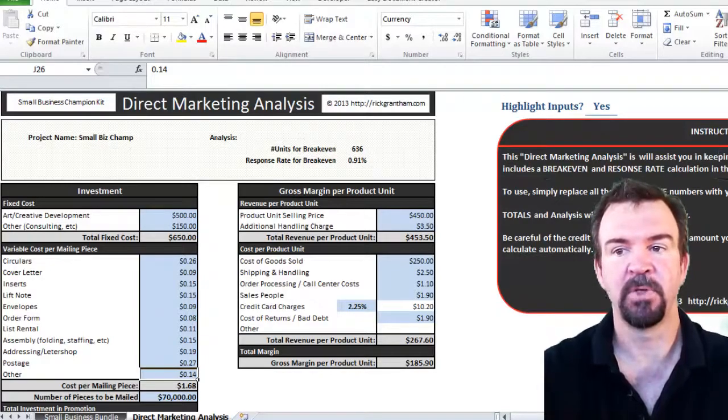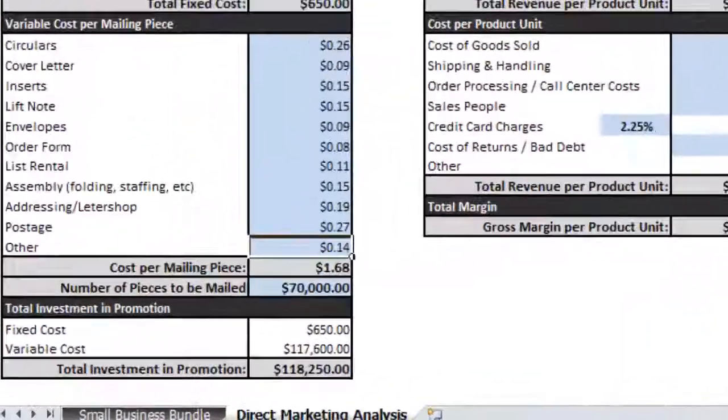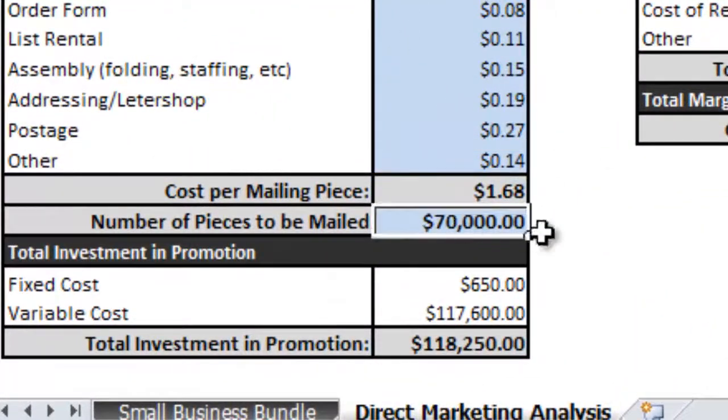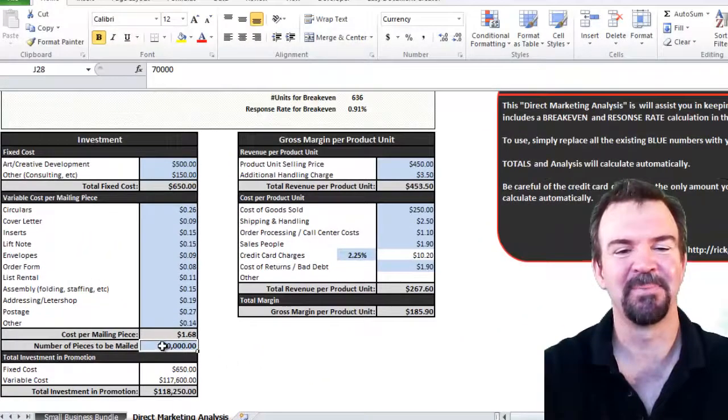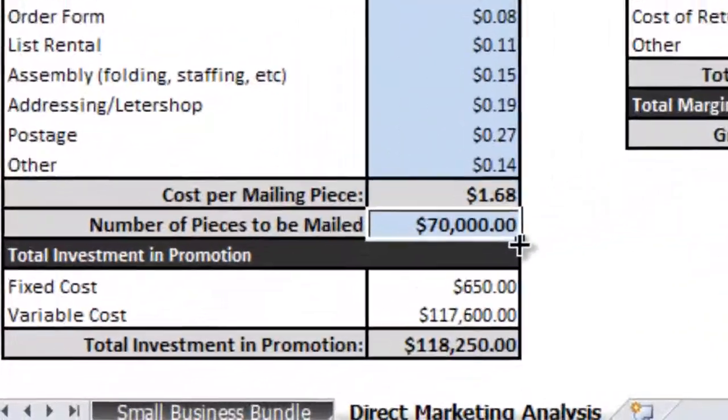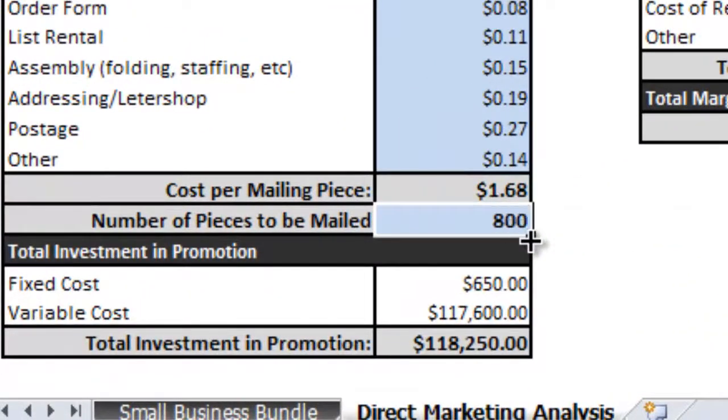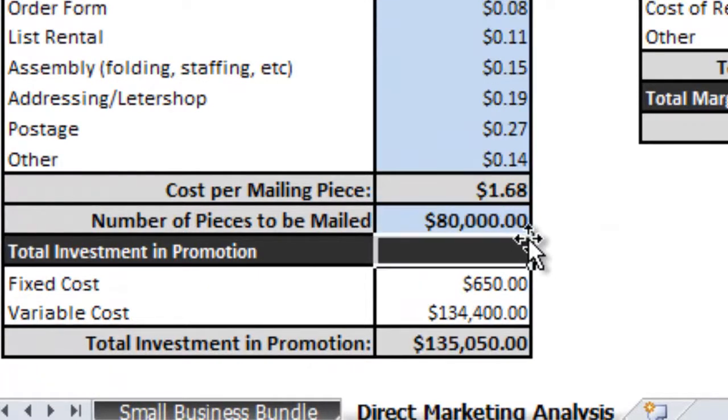So as you scroll down a little bit further, you can input the number of units that are to be mailed. In this case, we had 70,000. By the time that you see this in your actual template, the dollar sign will be out of there because it's the number of pieces, not the dollar of pieces. So we'll fix that on the template, but we may want to mail 80,000. And your fixed cost and your variable cost now are all updated for you. All right, so this is automatically calculated based on the inputs that you put above.